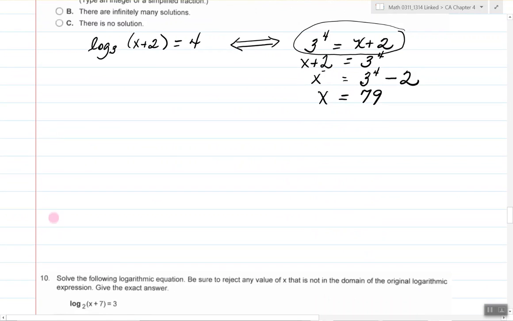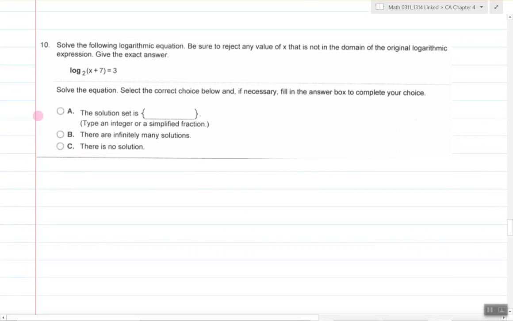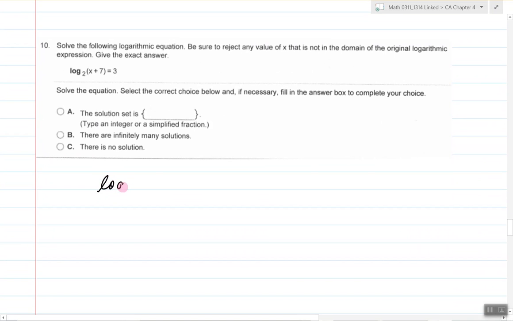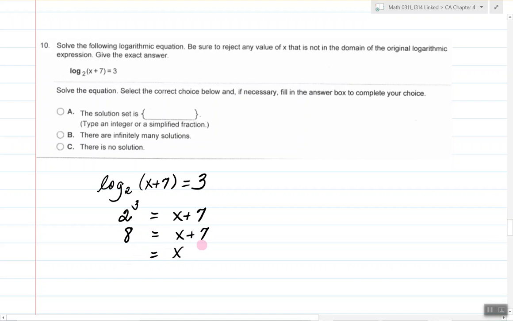All right, let's look at number 10. I have the log base 2 of the expression x plus 7 is equal to 3. So I have 2 to the 3rd power is equal to x plus 7. 8 is equal to x plus 7. X is equal to, subtract 7 from both sides, 1. And I'm sorry I haven't always been saying it, but I do in my mind think, if I put 1 in there, 1 plus 7 is 8, that's greater than 0, so it works out just fine.